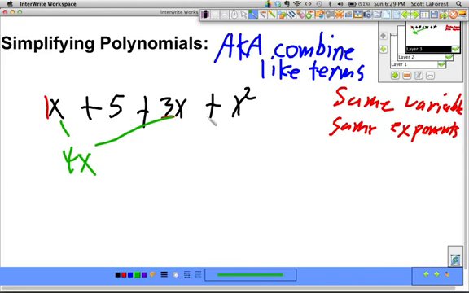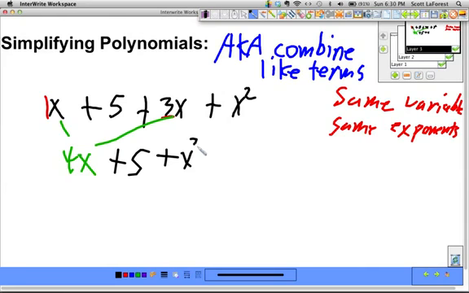We would do the same thing. Now we're going on to the 5. If there are any other constants, or just plain old numbers sitting out there by themselves, we would add them together. Since there are not any other constants, we're just going to rewrite it. It's going to drop down. And then we look, we've already combined this, so we don't need to deal with it. We look at our x squared. Again, there's no other x squareds that we can combine it with in our expression here, so we just rewrite it.